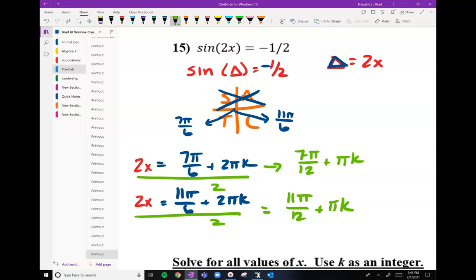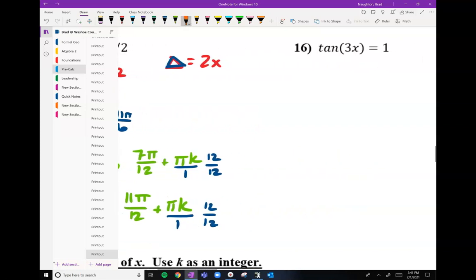So, ladies and gentlemen, boys and girls, we are good to go, but we got to continue on to find our other solutions. So, let's go ahead and do common denominator. So I'm going to write down here 7 pi over 12, 11 pi over 12. So if I make this over 1, we'll go 12 and 12. Same thing down here, 12 and 12. So we're going to get 7 pi over 12 plus 12 pi over 12, and that's going to be 19 pi over 12.